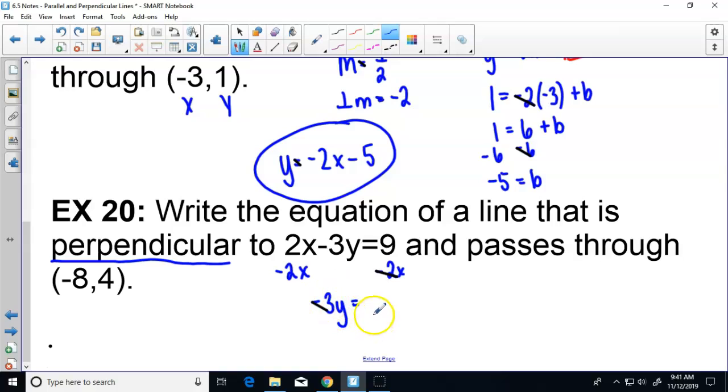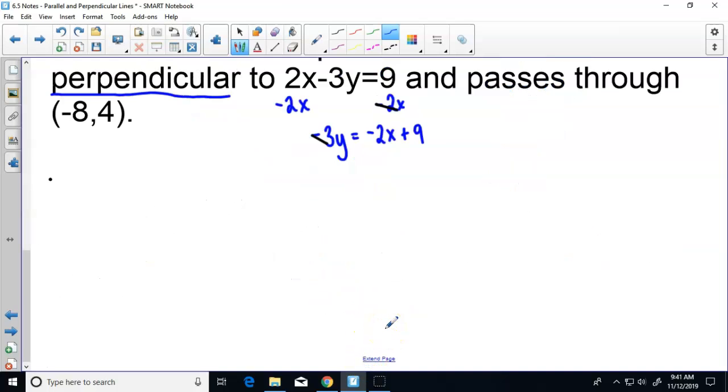So -3y will equal, make sure you got a -2x and then plus 9. Or you could write it 9 minus 2x. Okay? Alright. So, Riley, after that, what are we going to do? Okay, what kind of 3? It's going to be negative. So when you're dividing, you don't change the sign. It's when you're adding or subtracting that you use the opposite sign, but when you're dividing, you do not change the sign.